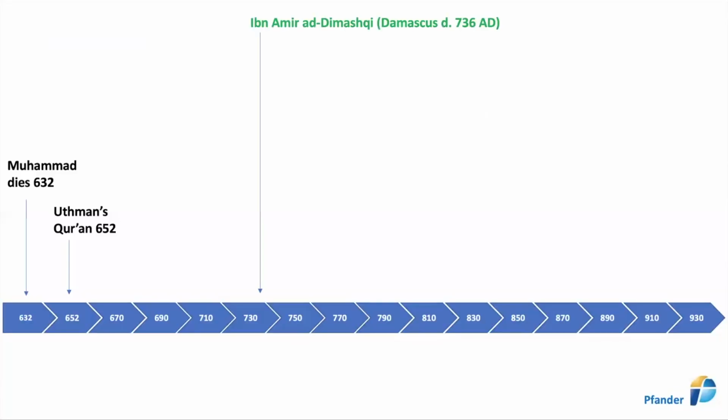Now we go 80 years later. And suddenly we see other Qurans start to appear. And you have a Quran that appears here in Damascus.